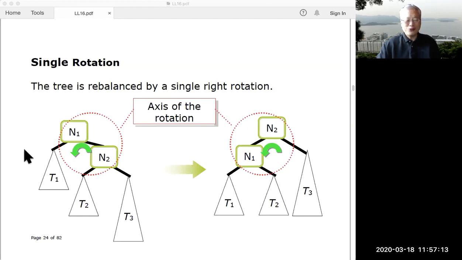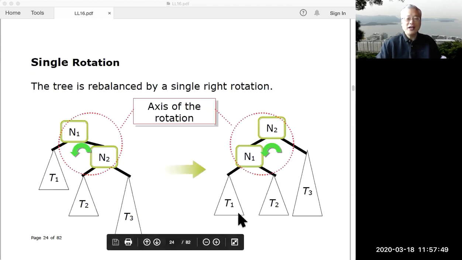So maybe you would wonder why we keep calling it single rotation, because we rotate only once. So single rotation, and it is a left rotation. I just spotted a typo here. It should be a single left rotation. I forgot about this, so I will correct it. So that's a single left rotation because we rotate left. So we rotate about this axis between N1 and N2, right? So this is the left rotation. Any questions so far? Okay, no questions?